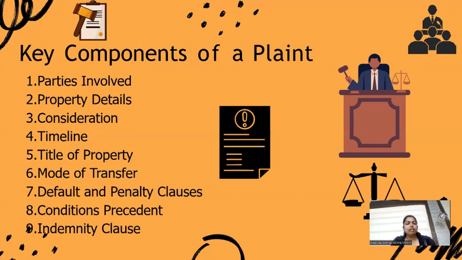Now the timeline is basically the flow of property. Like who was the original owner? How did it come to the next owner? How did it come to the next owner? How did it come to the person who's selling it to you? And then how it's going to come to you.